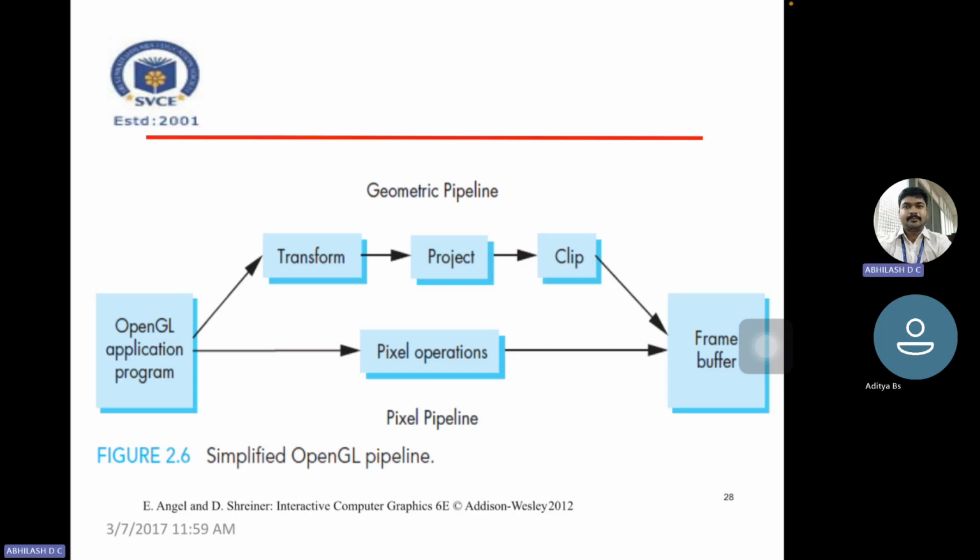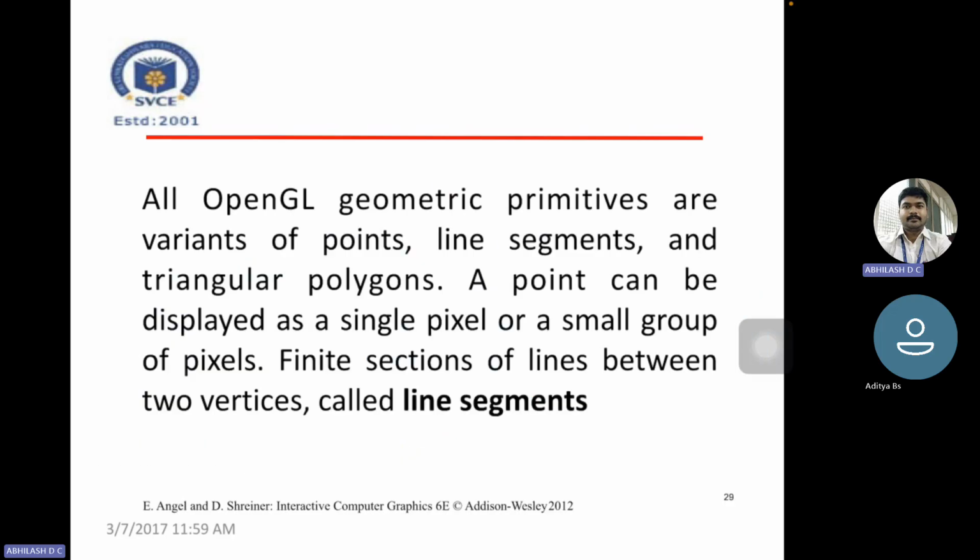So how exactly can a line segment be printed? In order to generate a line segment, we know that we need two things: from where I should start and where I should stop, right? So that is point A to point B. A straight line between A and B is called a line segment. You can also specify it as a finite section of a line between two vertices.